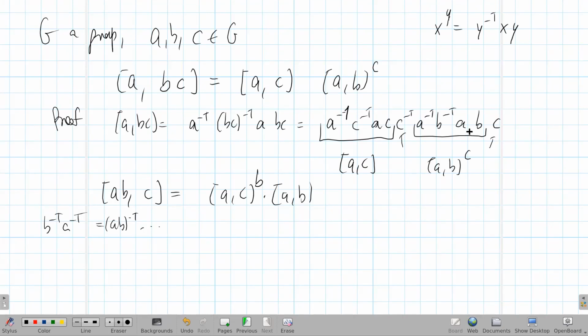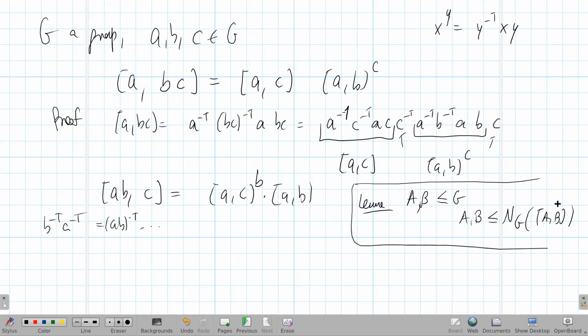And there's a nice application to this because if you have A, B, so this is an exercise, but I'll work it out. It's exercise 3.1.8 part 2. If you have two subgroups A, B, then A and B are contained in the normalizer in G of the subgroup generated by A and B. Okay, it's a lemma though. Okay, how do you prove this?